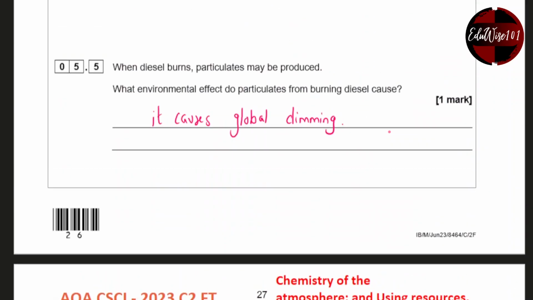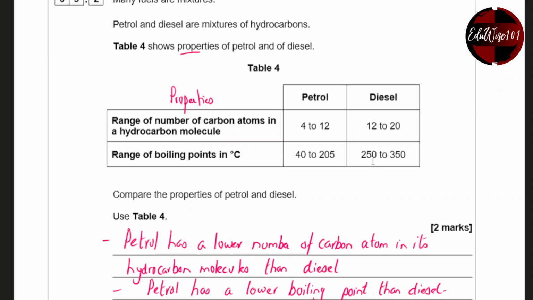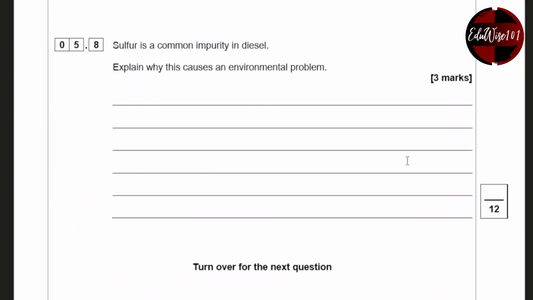Explain why water vapor and not liquid water is produced when diesel burns. So the water vapor, why would water vapor be produced but not liquid water? Well, for it to produce liquid water, the temperature has to be lower than 100 degrees. Now diesel is burning, according to the table here, between 250 and 350 degrees Celsius.